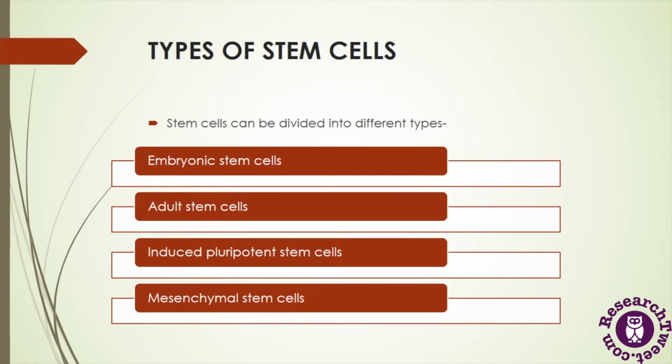Basically there are different types of stem cells also. There are embryonic stem cells, adult stem cells, induced pluripotent stem cells and mesenchymal stem cells. Let's understand all the types of stem cells in detail.